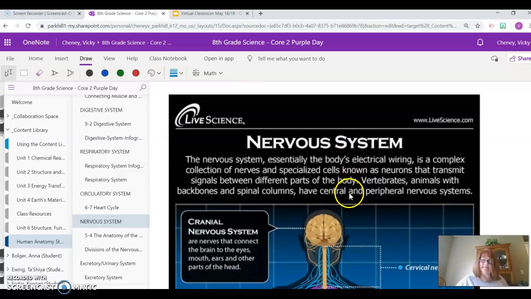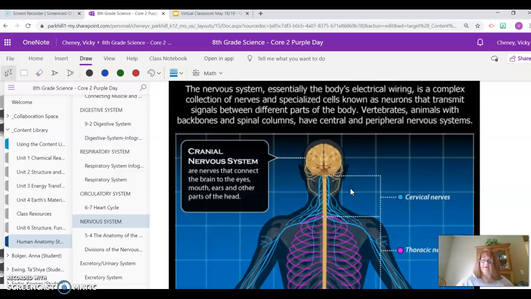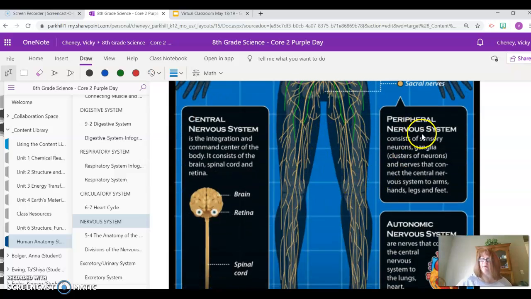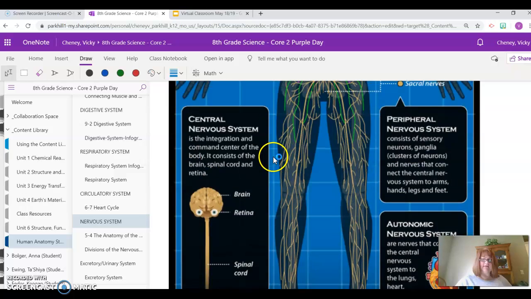On the nervous system, there is a cool infographic here, and it talks about the central nervous system, which is part of your brain and your spinal cord, and then what is also known as your peripheral nervous system, and that includes all of the nerves coming off of your spinal cord. So you guys look at that.